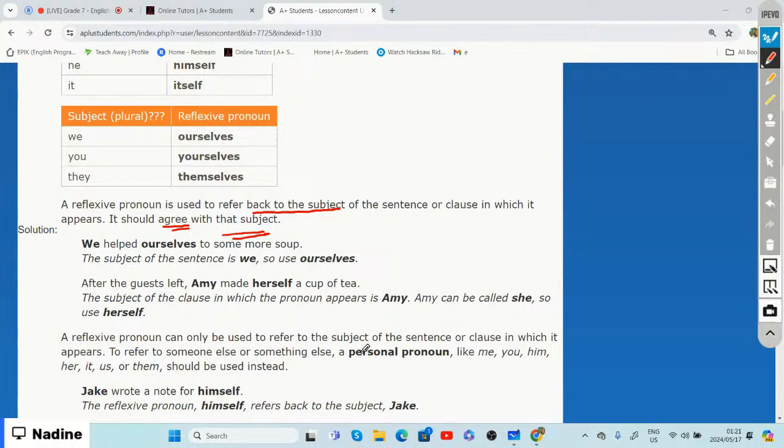And then to refer to someone else or something else, we have to make mention of a personal pronoun, because we are referring to someone else or ourselves. Some of our personal pronouns are words like me, you, him, her, it, us, them. And those are the personal pronouns that should be used instead.